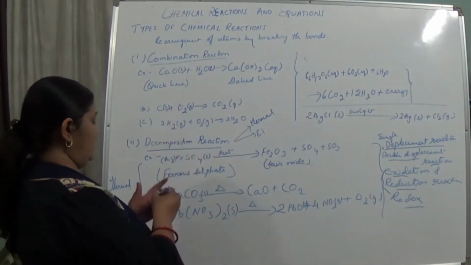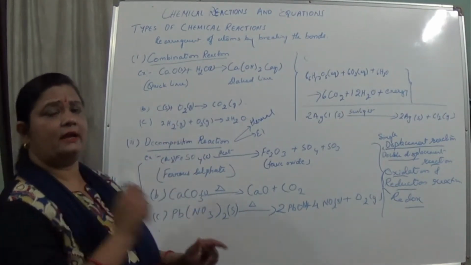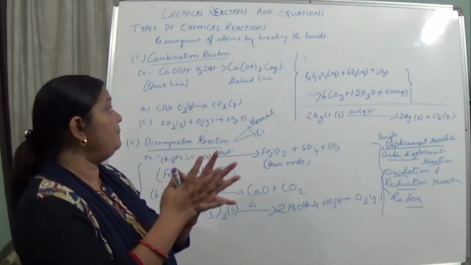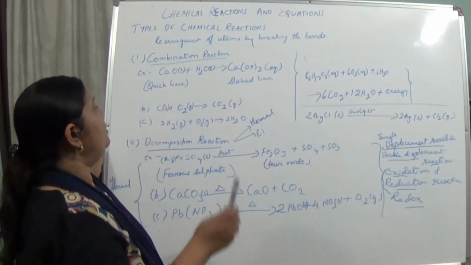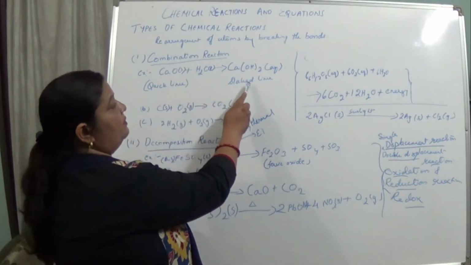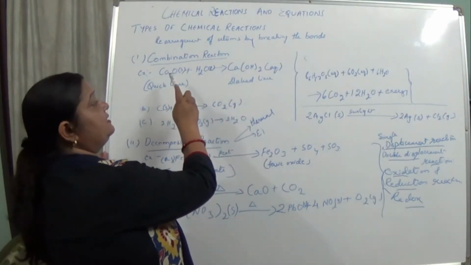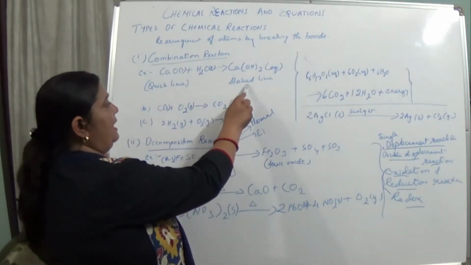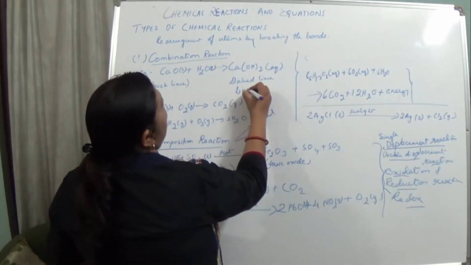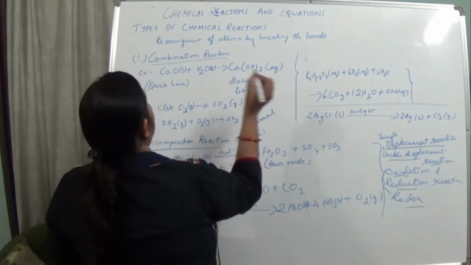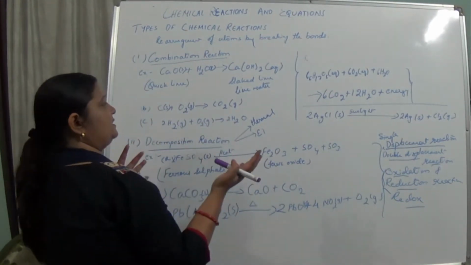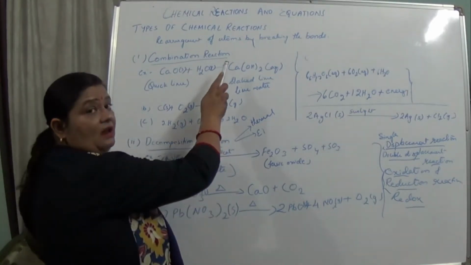So combination reaction. If we say combine, it means adding up, summing up. So here you can see calcium oxide reacts with water to form calcium hydroxide, isn't it? Or it is said to be slaked lime, or you can also say lime water, Ca(OH)2 is lime water only. So here what is happening? Two or more substances combine together to form a single product.